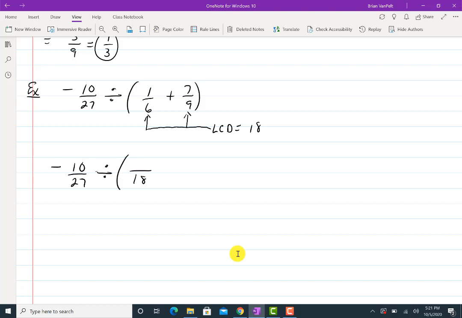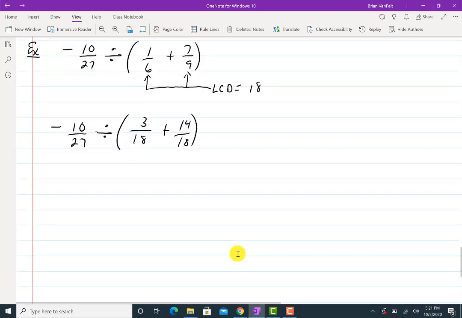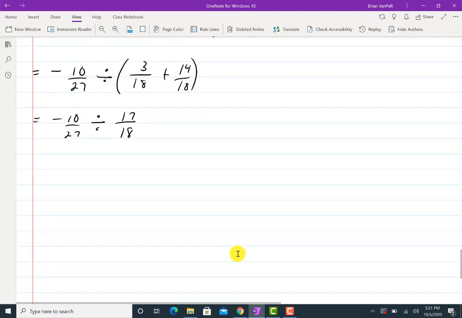So the 1/6 will become 3 over 18, and the 7/9 will become 14 over 18. When I add them together, I get 17 over 18. And I don't need this parenthesis anymore, because once I add them together, I've done all that I need to do in the parentheses. So I can drop it and move on to the division now. Times 18 over 17.